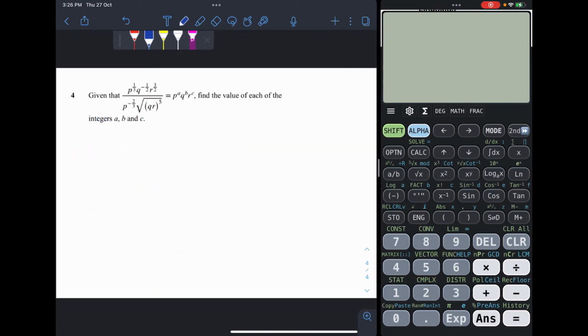So question number 4 says, we have an equation. They want us to get P^A Q^B R^C, find the value of each of the integers A, B, C. Again, as you can see from the first question that we did, it's a repetition. They want to see whether you can divide properly for indices or not, right? So divide, what do we do?